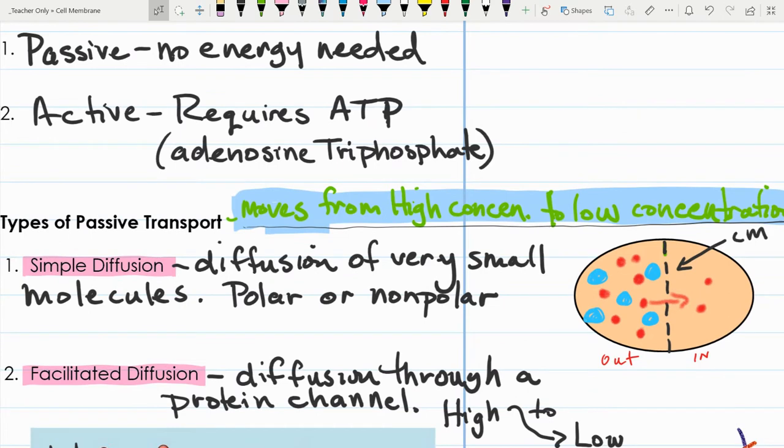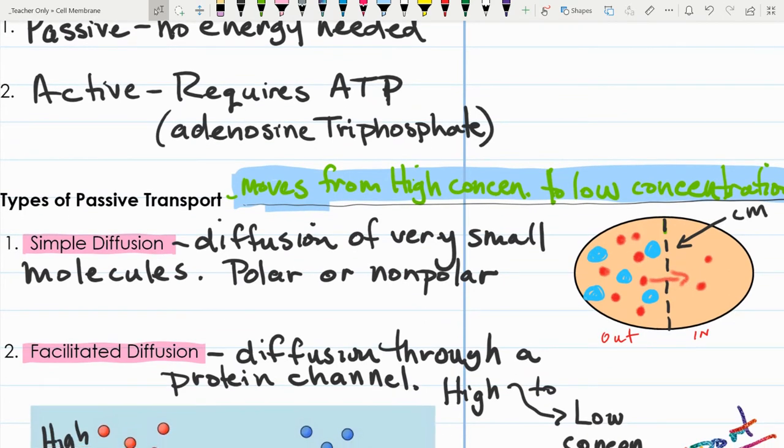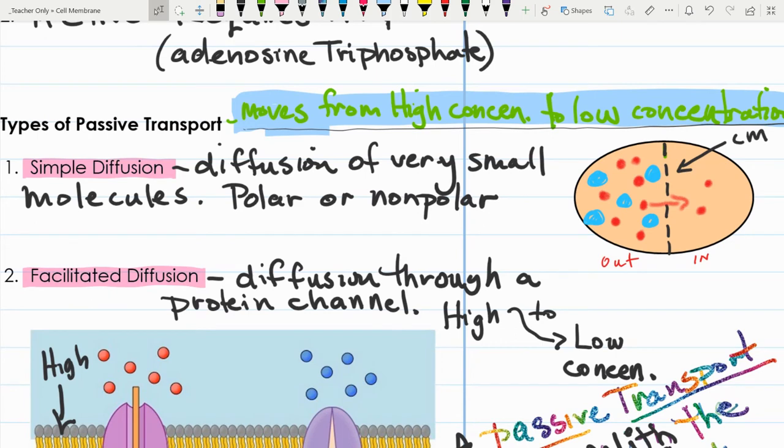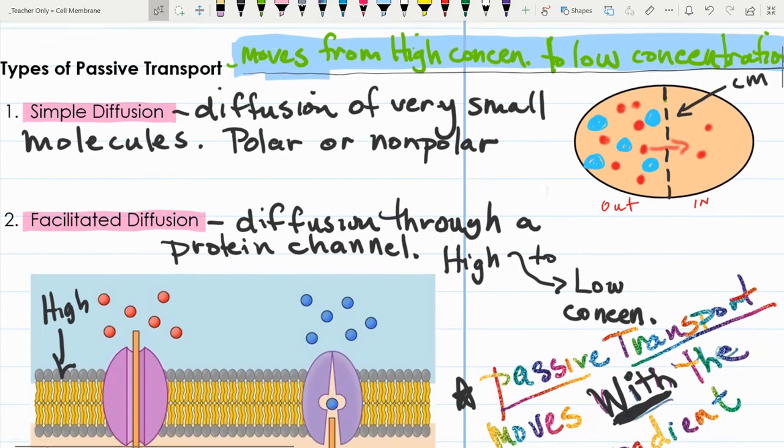Facilitated diffusion is the next type of passive transport. And this is a little different because in this diffusion, it's through a protein channel. So remember when we looked at the structure of a cell membrane, there's these different proteins, these transmembrane proteins, and they have a channel or like a gateway. And substances move through that little channel or tunnel, and that's how they get in and out of the cell. Because it's passive transport, these substances will move again from a high to low concentration.